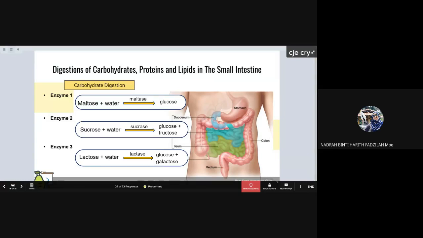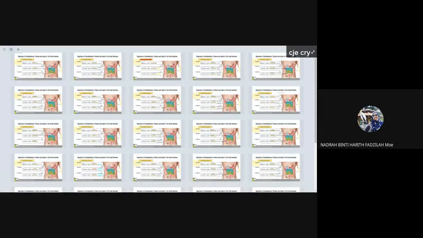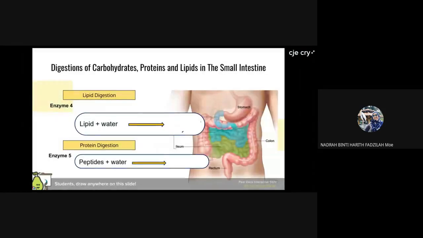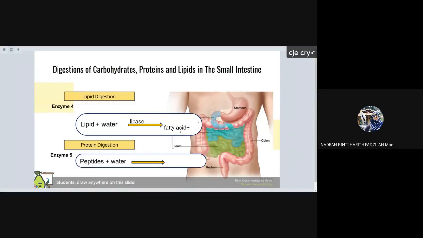Okay, mari kita tengok the next part. Digestion of protein dengan lipid pula. Simple saja untuk protein dengan lipid ni. Mesti tahu kan kalau dia punya substrate dia lipid, enzim dia apa kan? Senang saja kan? Okay, very good. So since the substrate is lipid, the enzyme is lipase. The enzyme is lipase and the product is fatty acid and glycerol.